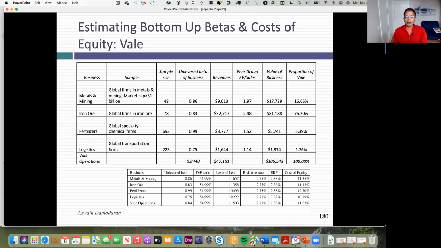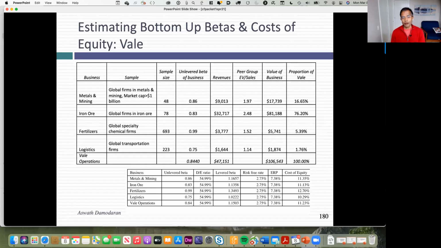So, any other questions on Disney? Let's talk about Vale. I'm not going to go through Vale in the same detail that I did Disney because it's going to bore you. It's the same process. Vale broke themselves down into 4 businesses: metals and mining, iron ore, logistics, and fertilizers. They're a Brazilian company, but I didn't stick with Brazilian companies as my comparable companies. I went global in all 4 businesses because let's face it, metals and mining and iron ore are mining businesses that are global.